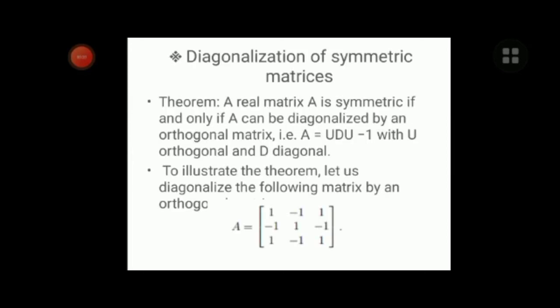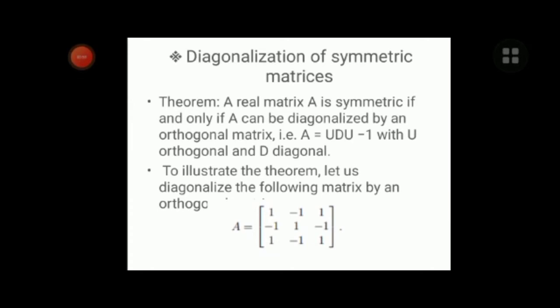Coming into the topic, diagonalization of symmetric matrix theorem. A real matrix A is symmetric if and only if A can be diagonalized by an orthogonal matrix, that is A equals U D U inverse with U orthogonal and D diagonal.